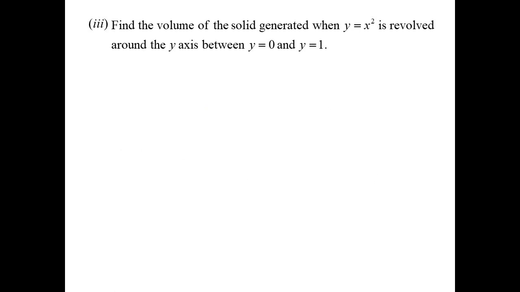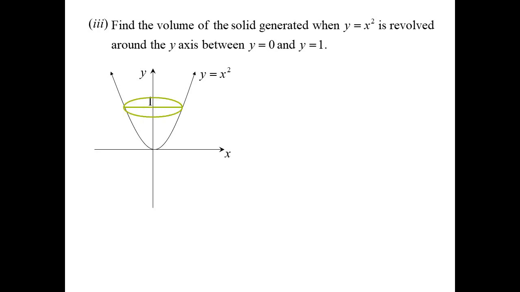Let's do the shape known as, or I won't say its name yet, see if you know the name. Find the volume of the solid that is generated when y equals x squared is rotated, well it says revolved, around the y-axis between 0 and 1. So here is our parabola, just giving you a hint here, here is our parabola. We rotate it around and we get a paraboloid.